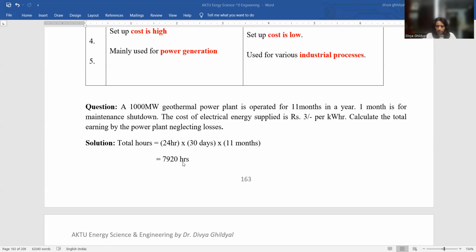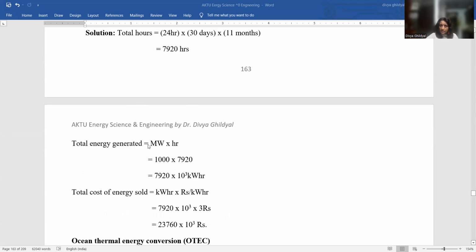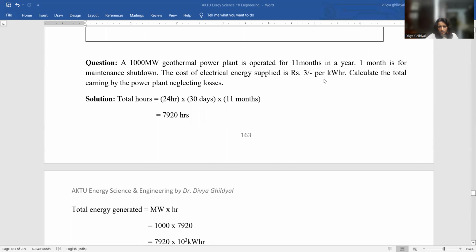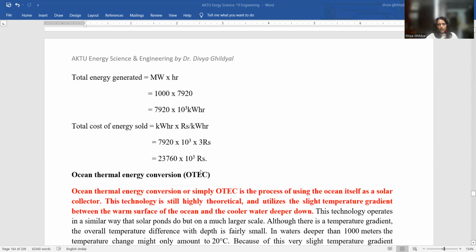The cost of electricity supplied is rupees 3 per kilowatt hour. Calculate the total earnings. Total energy generated is megawatt into hour. How much have I been given? 1000 megawatt into how many hours? 7920 hours. Total cost of energy, we usually take cost of energy in rupees per kilowatt hour. So for kilo, I will have to multiply this 7920 into 10 to the power of 3 by rupees 3 per kilowatt hour into 3 to get my answer.